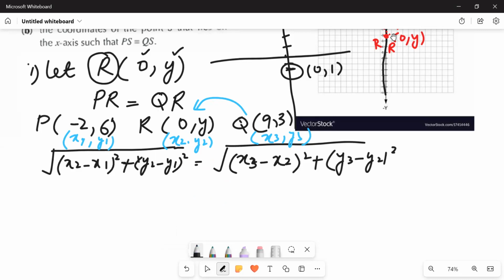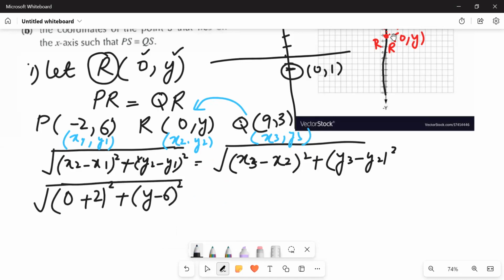Now I am substituting these values here. The x2 value is 0 minus (-2), which is plus 2, and the y2 value is y minus 6. Okay, here the x3 value is 9 minus 0, and this value is 3 minus y.